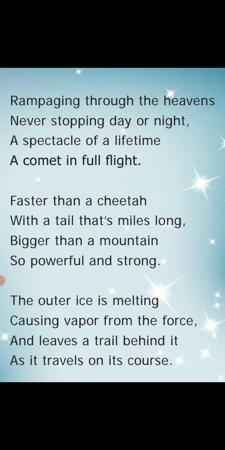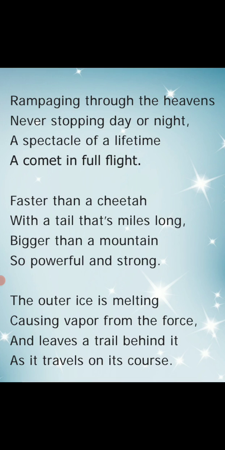Again, the comet's tail, how long is it? Miles long. Again, how is it? It is bigger than a mountain and it is so powerful and strong. Faster than a cheetah with a tail that is miles long. Why is the comet compared to a cheetah? Because the cheetah is the fastest animal. So the comet is also moving very fast, so it is compared to the cheetah, and the tail of the comet is compared here. Okay, children.